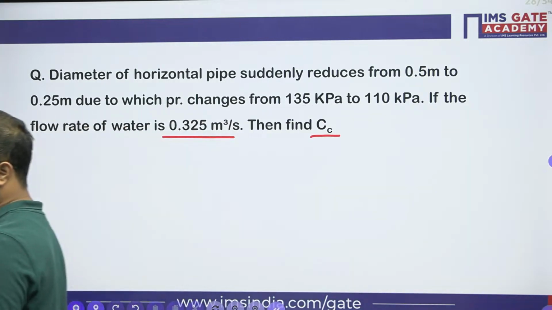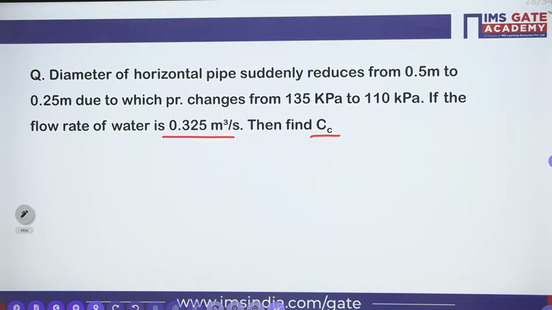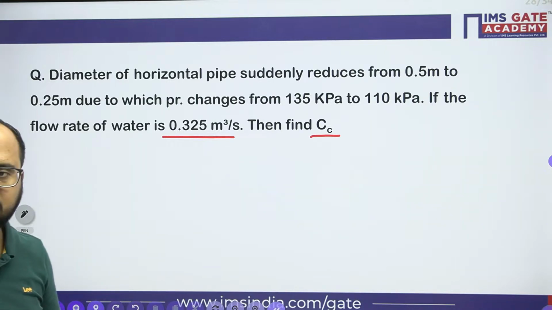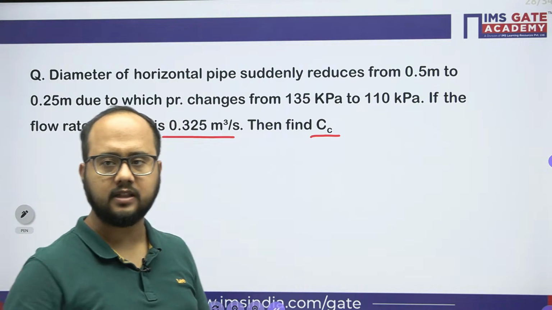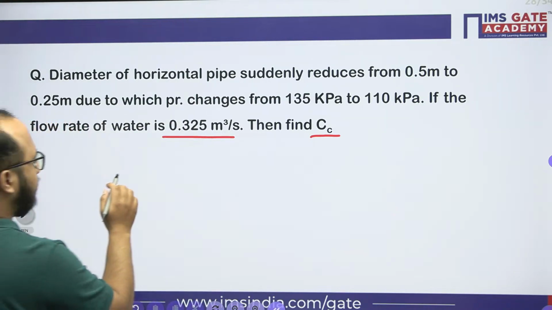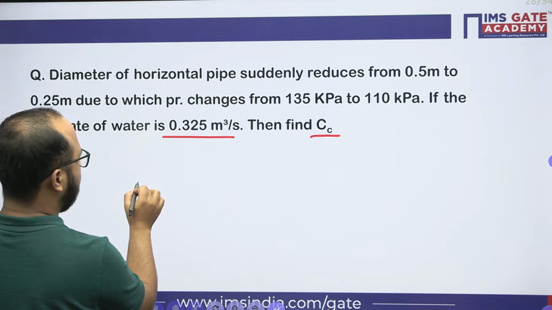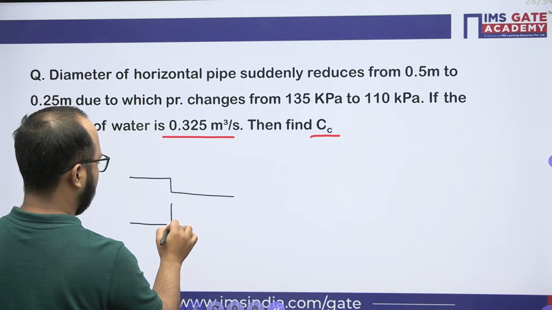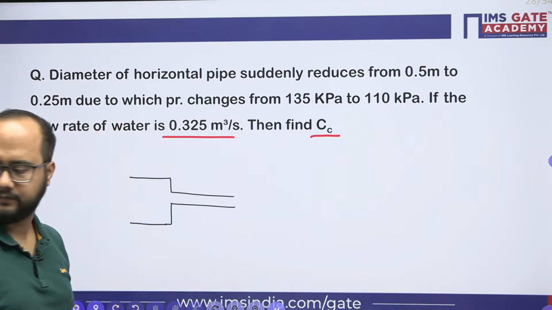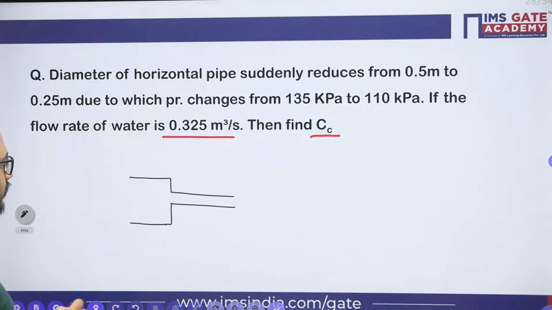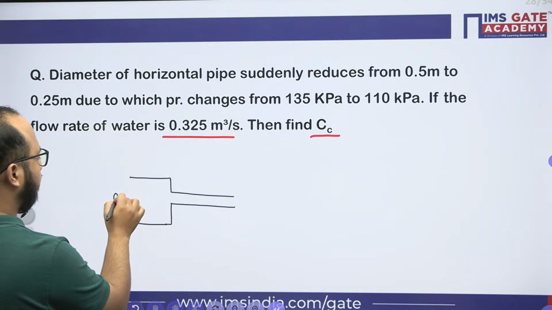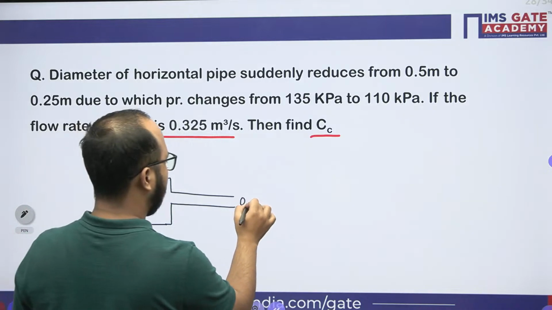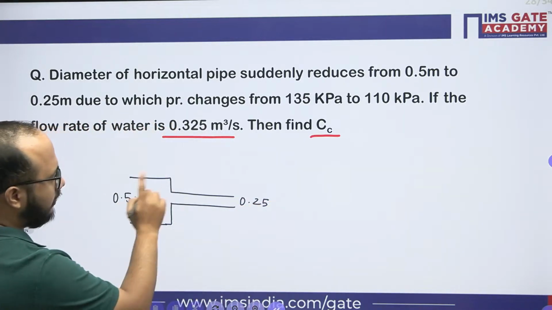Discharge they have given directly. Okay, so discharge is given, and the diameter is given, so we can calculate the velocities also, right? Simply try to understand the point. If it is reducing, like this, correct? Now, here it is 0.5, here it is 0.25. Now, how can I apply Bernoulli's equation?